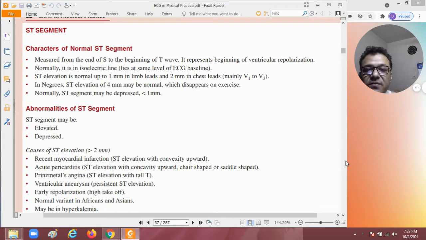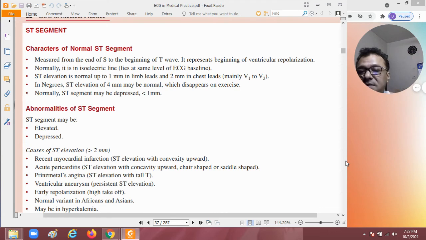What is the actual repolarization? It is the T wave. The ST segment is the beginning of ventricular repolarization. Normally, it is an isoelectric line. ST elevation is normal up to 1 millimeter in limb leads and 2 millimeters in chest leads. If it is more than 1 millimeter in limb leads and more than 2 millimeters in chest leads, that means abnormal ST elevation.